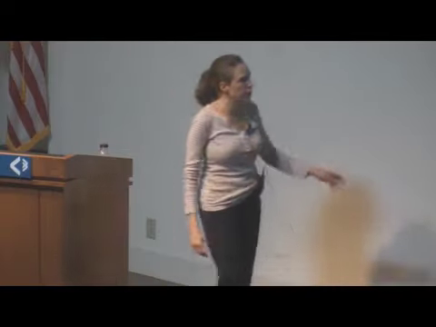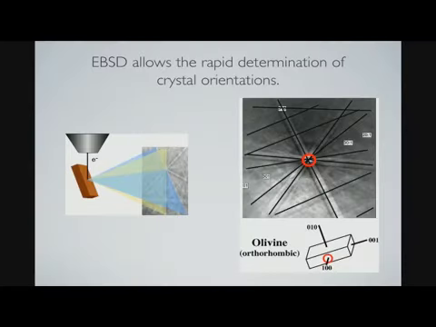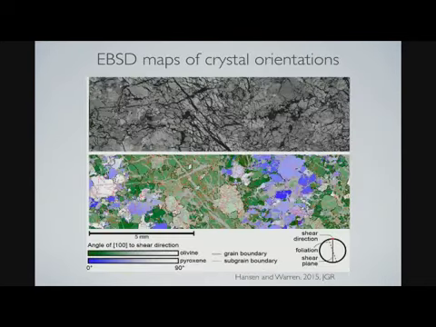And so you end up with this diffraction pattern, and you identify the orientation of your crystal, and you say, this is the orientation of this olivine crystal. And so nowadays you can go across and you get hundreds and hundreds of points just by mapping across a sample. And so this now is an example of an EBSD map that Lars Hansen collected.